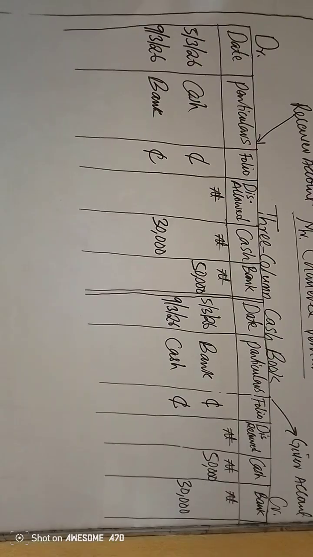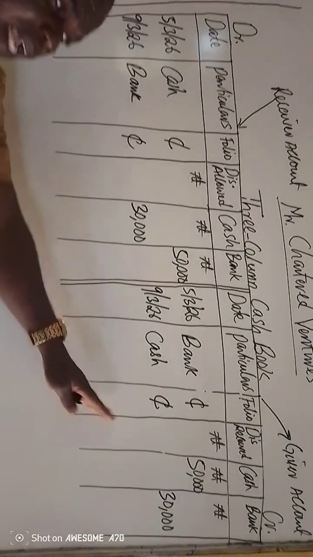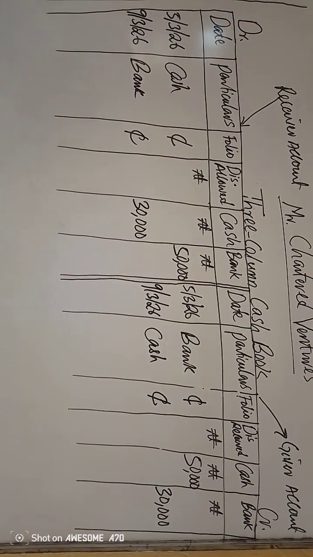So here, we are saying this is contra entry, where one account is being debited and the other is being credited in the same account called the cash book.